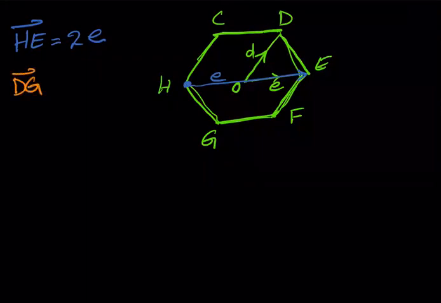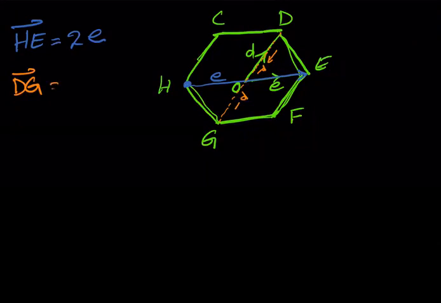The next one is DG, the vector DG. That's from D to G. So as you can see, DG is passing through DO, which means opposite direction to OD. So it's going to be minus D. This direction is minus D from D to O. Then from O to G is another minus D. So this is going to be minus 2D.